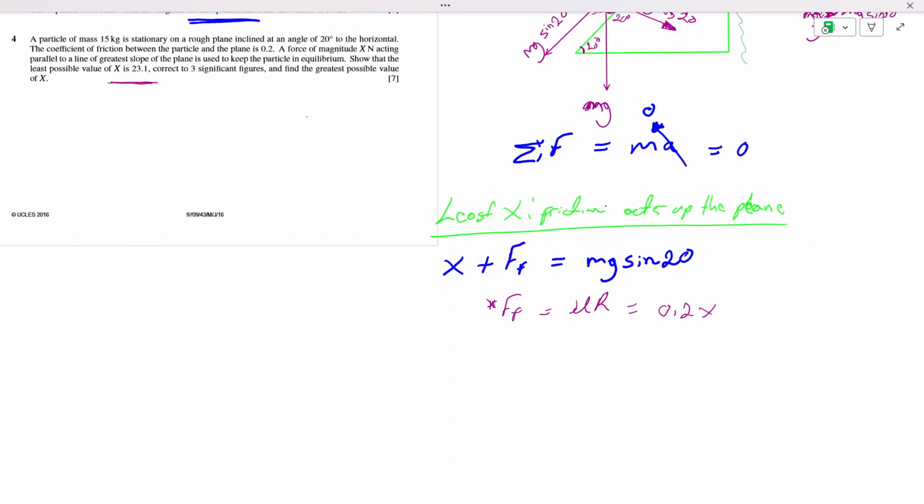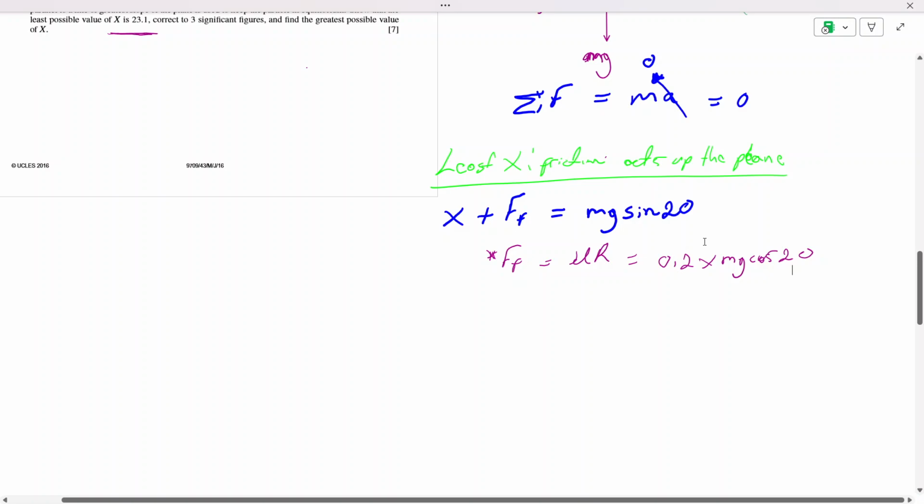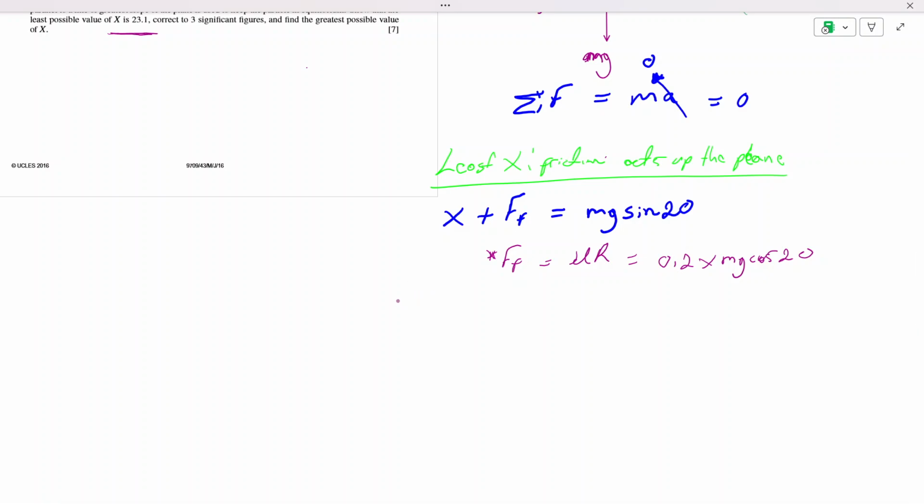So I'm going to plug in this equation. This would be times the reaction. We know the reaction now is mg cos 20, right? Therefore, x now is just going to be simply equal to mg sine 20 minus Ff, the frictional force, which is this. I'm just going to plug that in, 0.2 multiplied by mg cos 20, right? So that's our X.